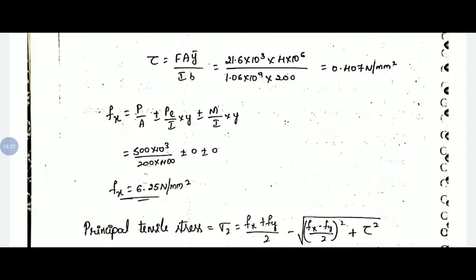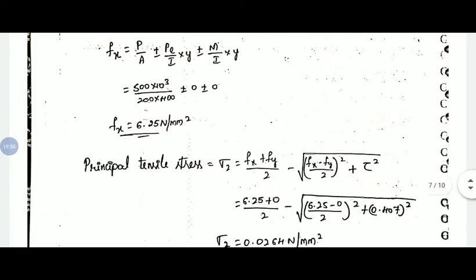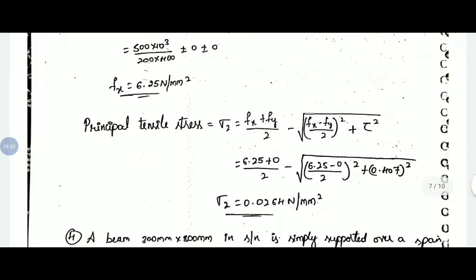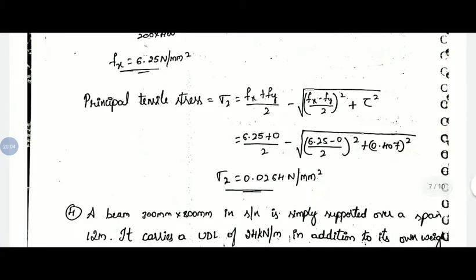So first we need to find out Fx. Here the eccentricity at support is 0, so PE by I into Y will be 0. M by I into Y, the moment at support with respect to dead load and live load, is also 0. So we will remain with only P by A. So Fx is 6.25 Newton per mm square. Then the principal tensile stress, sigma 2. On substituting we will get 0.0264 Newton per mm square.